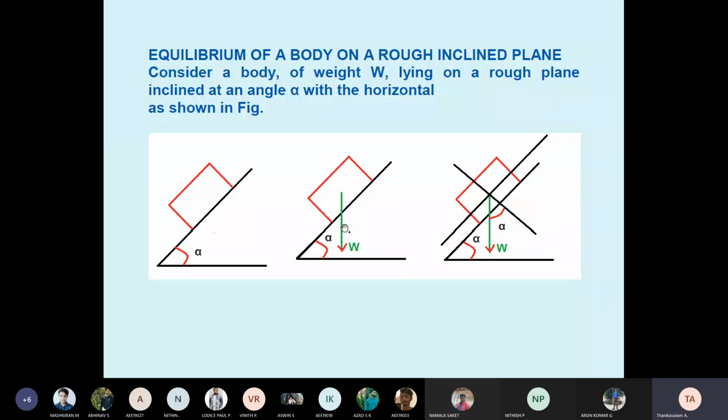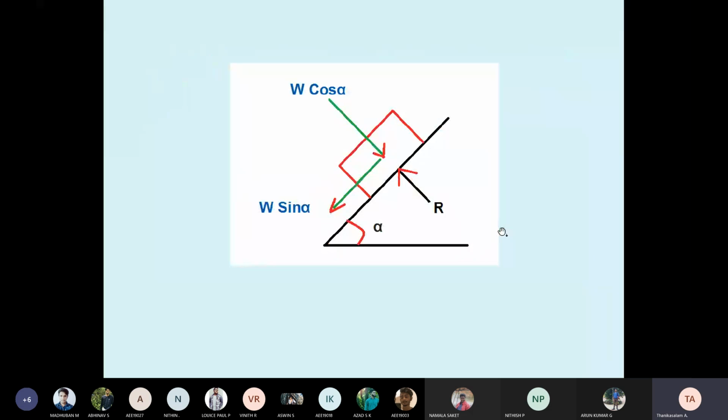Therefore, now see the weight. The weight is with respect to the Y axis, alpha. Okay. Students, for any block or any body on an inclined surface, you have to memorize that the weight has two components with respect to the incline, along the x-axis and y-axis. That is W cos alpha, W sin alpha.